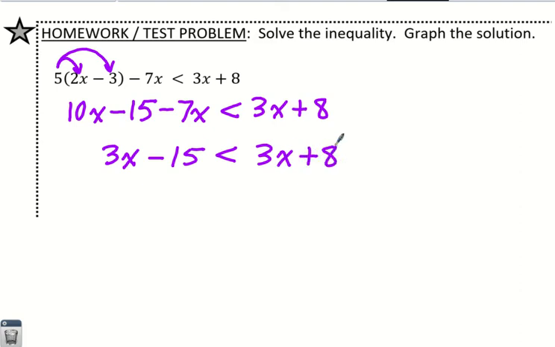And now we're pretty much at a point where we need to get the x terms only on one side. So let's subtract 3x from both sides, and oh, wait a minute. That leaves 8 over there, but 3x minus 3x, that's also canceled out. That's 0x, just like over here. Basically, it's gone.